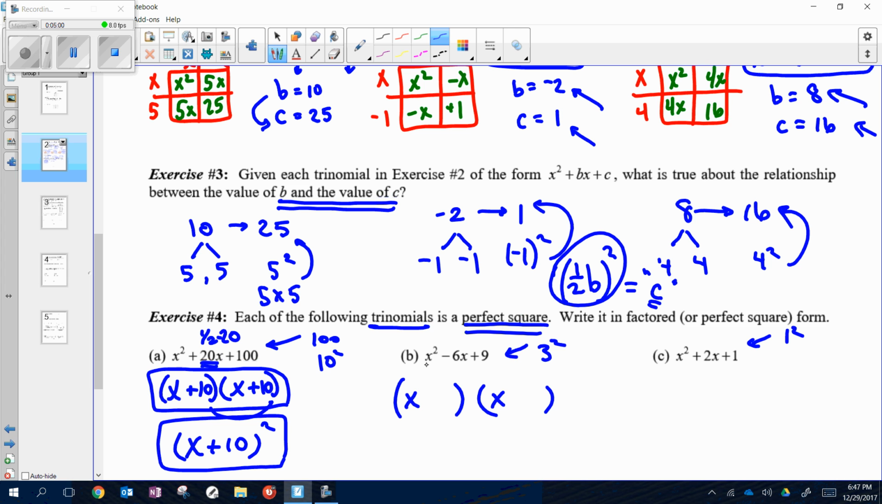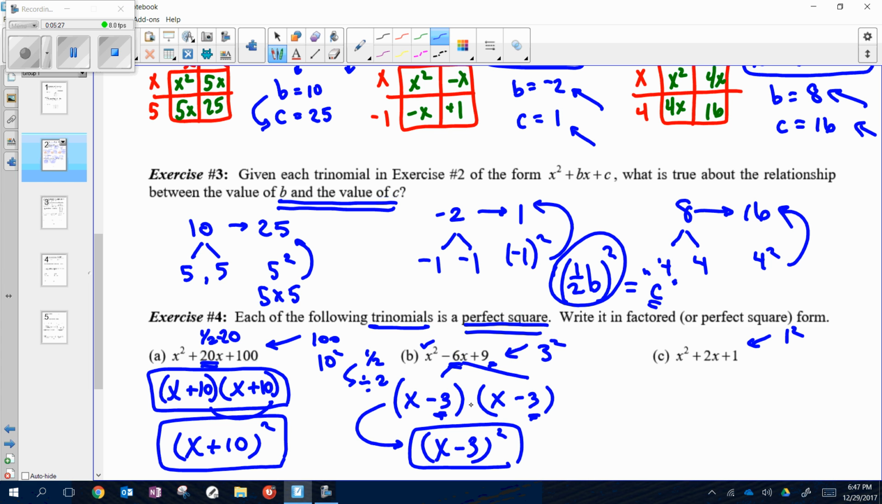So x and x, that makes my x squared. Take half of the -6, -3 and -3. So just think about splitting that into the same number twice by dividing by 2. That's half, right? Half is dividing by 2. And then you notice the -3 and the -3 would make the 9 if you multiplied it back out. So this is x minus 3 squared. The reason I'm writing it as a square is you have the same factor twice. X minus 3 times x minus 3 is a square.